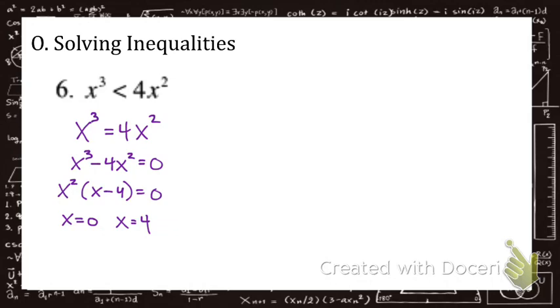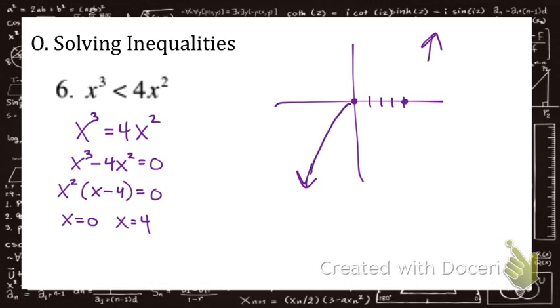From there, I would go ahead and graph this. So I would say, okay, I have a 0 at 0, a 0 at 4. I know that this is a cubic function. This is an x cubed function, which goes up to the right and down to the left. And last but not least, using my knowledge of multiplicity, I know that at x squared, which is the 0 root, it's going to bounce since it's an even multiplicity, and x minus 4 is an odd multiplicity. It will cross. So I'm going to go ahead and bounce here and cross there.